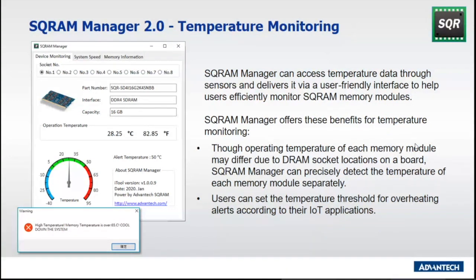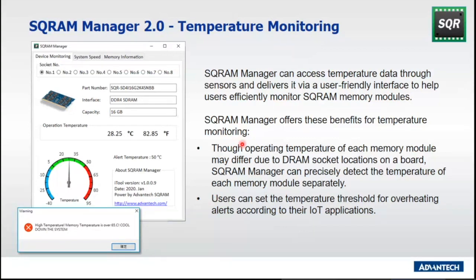Earlier, I mentioned the SQRAM Manager 2.0. It is in fact the smart RAM management software that provides temperature monitoring. So our SQFlash memory modules adopt the EEPROM with thermal sensor to detect operating temperature in the range of -40 to 95 degrees Celsius. This thermal sensor on our SQRAM detects the temperature at 5-second intervals to provide you a dynamic temperature monitoring.